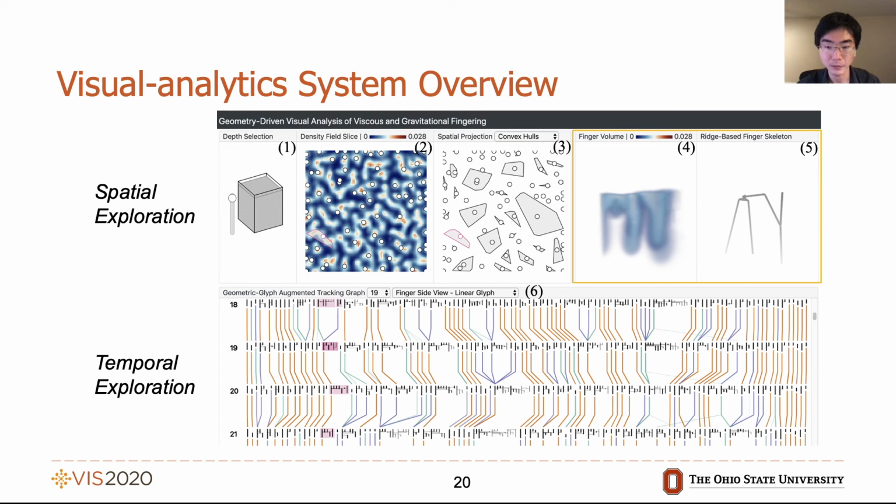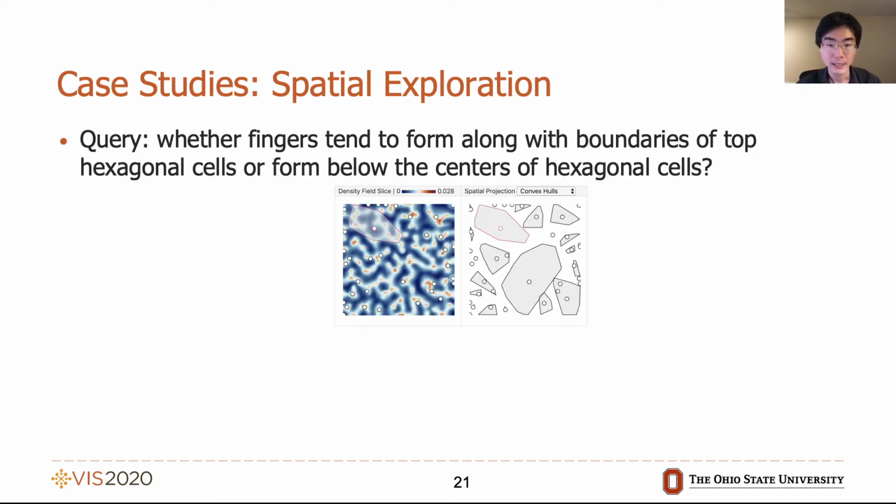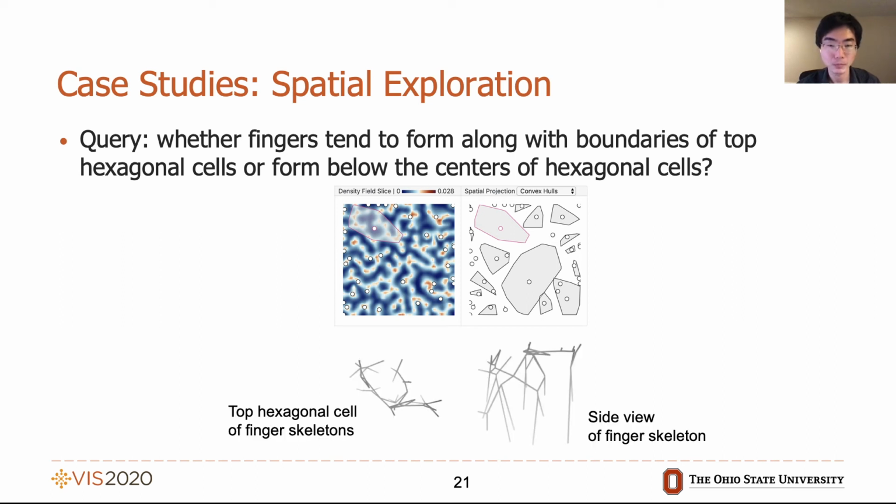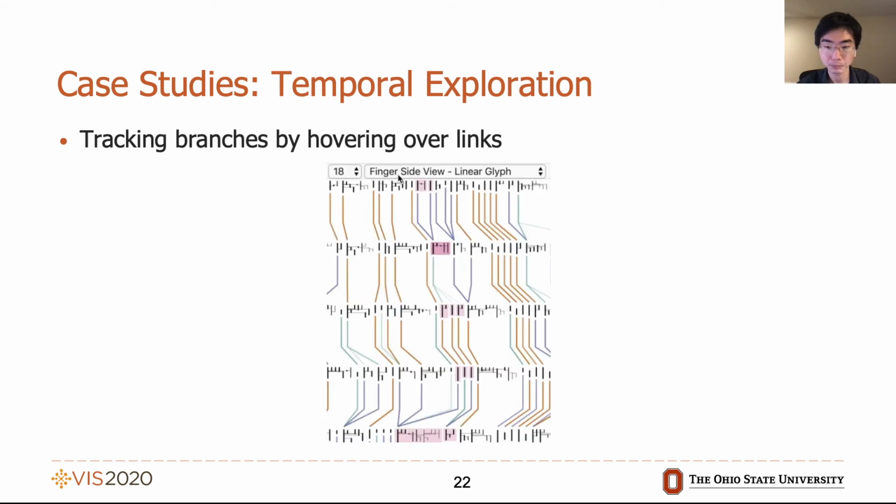After scientists select a finger, the finger volume and skeleton are shown in the 4th and 5th panel. The selected finger will also be highlighted in the tracking graph. 2 Earth scientists used our system to perform case studies of fingers. In the first spatial exploration case, scientists were interested in whether fingers tend to form along the boundaries of the top hexagonal cells or form below the centers of cells. The finger skeleton can help scientists answer this query quickly. By rotating the finger skeleton, scientists can quickly find that this finger grows along the top cell boundaries rather than forming below the cell centers.